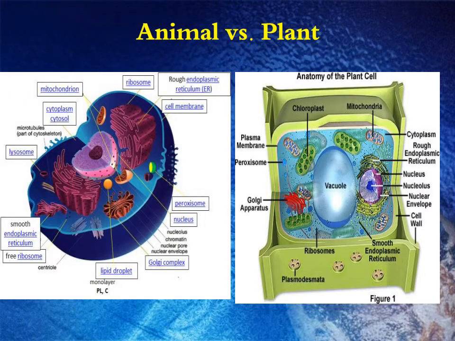Okay, this slide is looking at a side-by-side comparison between the animal cell and the plant cell. If you look closely, you can see that there are a lot of common structures. For instance, you have the mitochondria, which is responsible for ATP synthesis. It essentially is the powerhouse of the cell. You have ribosomes, which are responsible for protein synthesis. You see that in both cells.